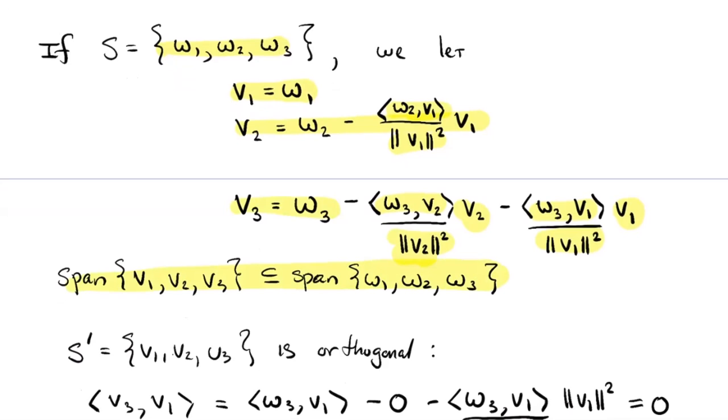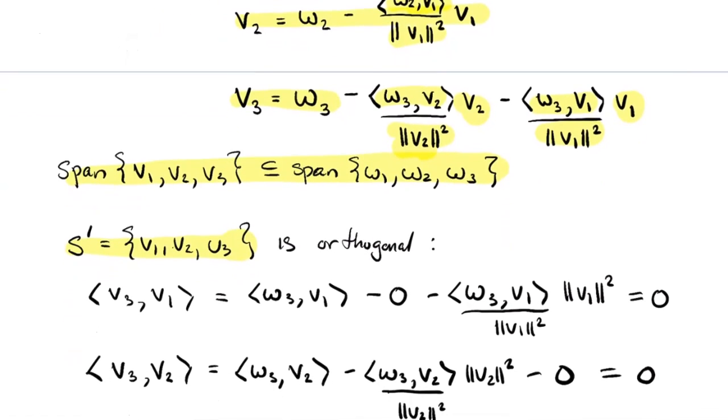Then those three equations that I've just been talking about make it clear that this span is going to be a subset of the span of the W's, because the V's are all linear combinations of the W's. And I claim that this new set S prime of those V's is orthogonal, right? I've already shown above that V1 and V2 are orthogonal. So in order to prove this claim, I just need to show you that the inner product of V3 and V1 is 0, and the inner product of V3 and V2 is 0.